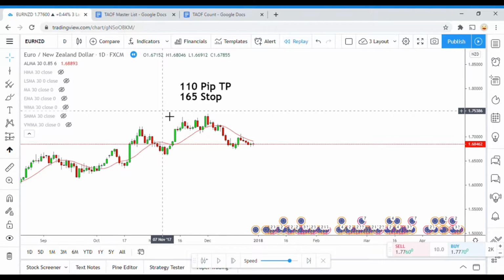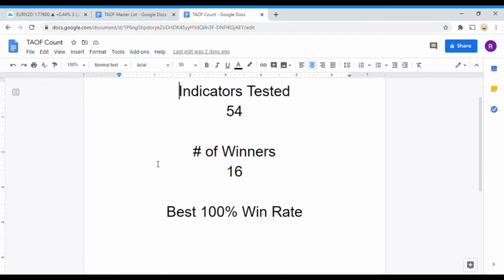Alright, as I said, today we will be testing the Arnaud Legoux moving average. But before we do, I wanted to put the indicator scoreboard up for everyone to see. So to date, we have tested 54 indicators. Out of those 54 indicators, 16 of them have been winners, which means that they have met or exceeded the 60% win-loss ratio threshold that we have set. The best one so far was able to achieve a 100% win rate.